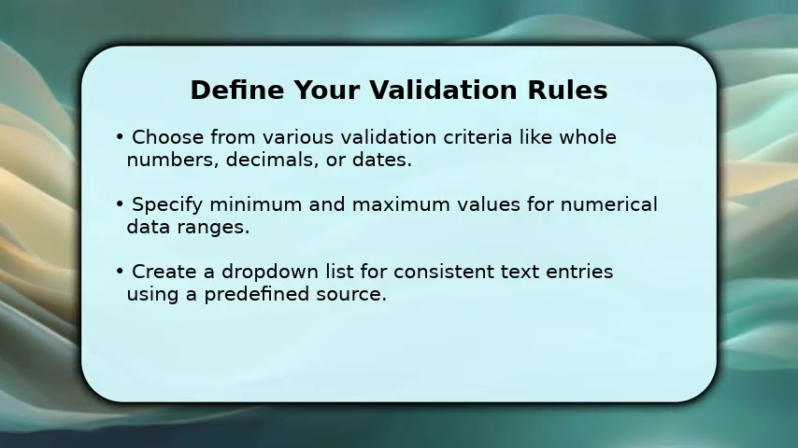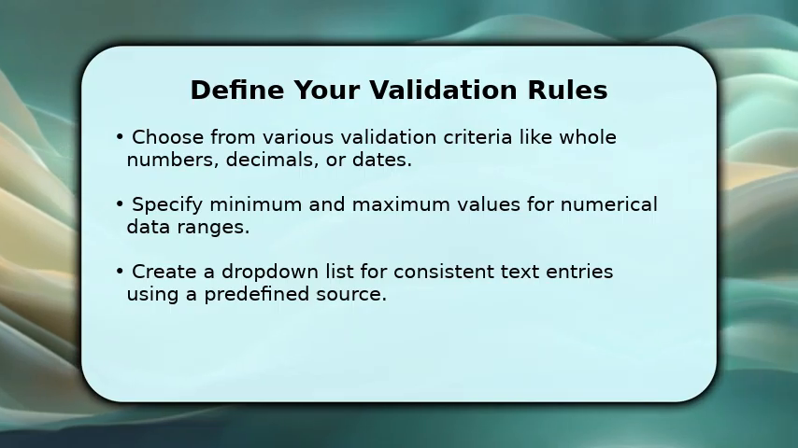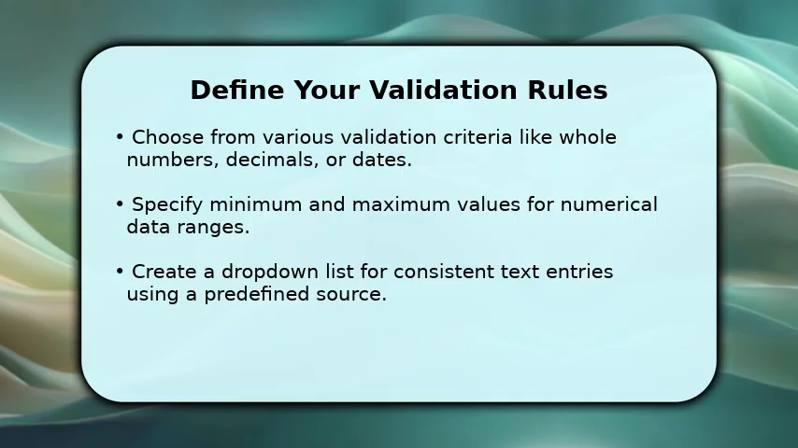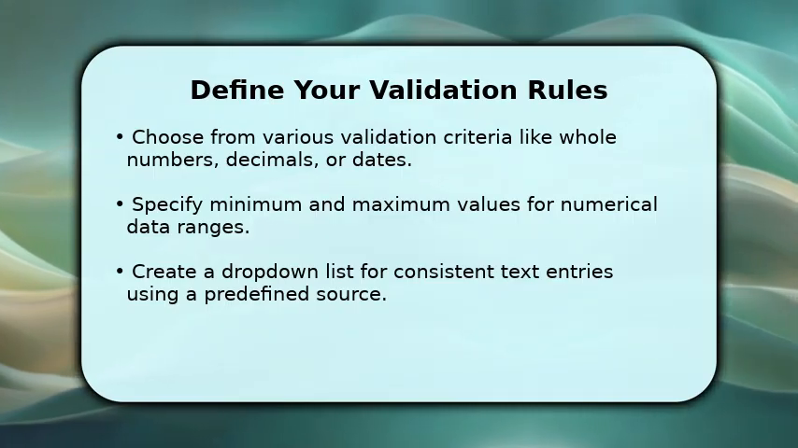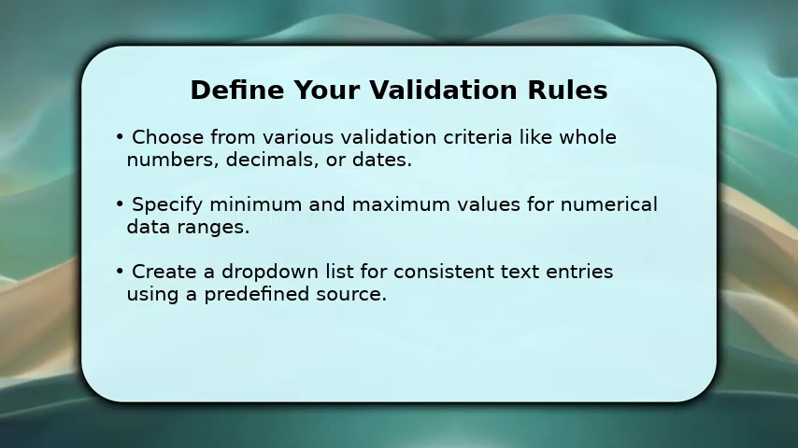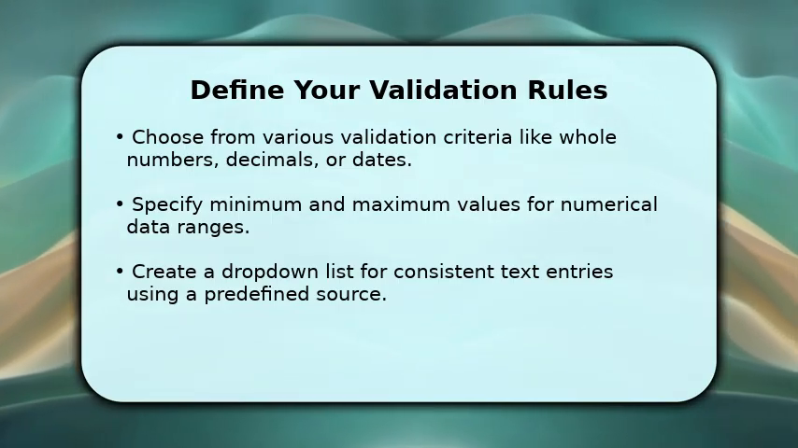For example, you can select whole number and then set a between range, like from 1 to 100. You can also create a list for specific text options, ensuring users select only approved entries. This step is where you truly customize your data integrity.